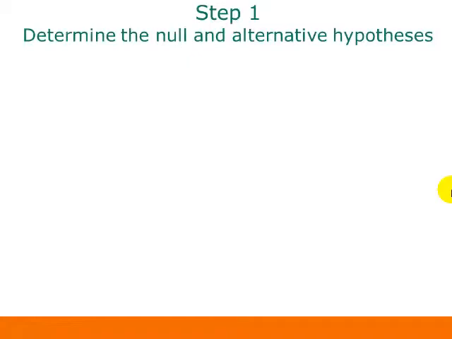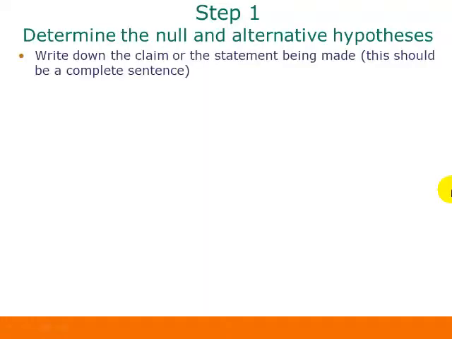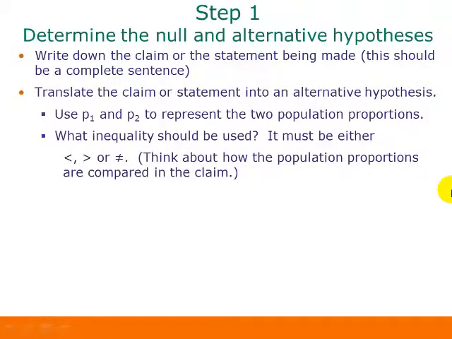Now, step 1 for this is going to be a little bit different just because we have 2 parameters to deal with. So again, we're going to start out by writing down the claim or the statement being made in a complete sentence. And then we're going to translate that into an alternative hypothesis. So we're going to use P sub 1 and P sub 2 to represent our two population proportions. And then again, we're going to decide what inequalities should be used. It has to be either a less than, a greater than, or not equal to. And to figure this out, think about how the population proportions are compared in the claim.